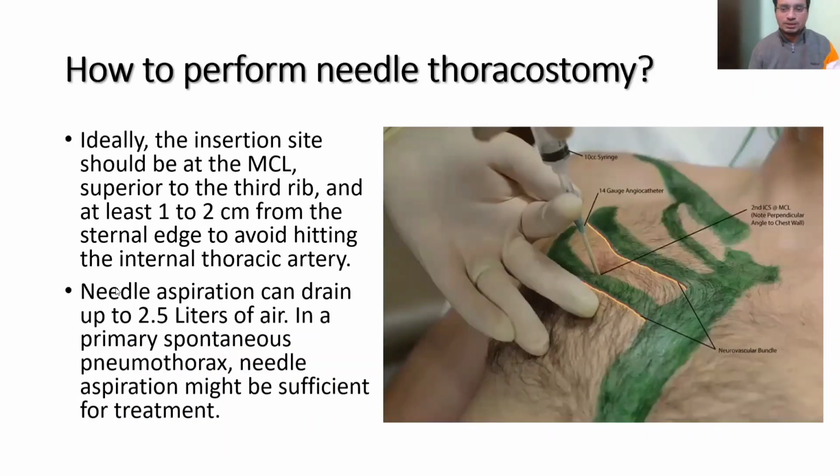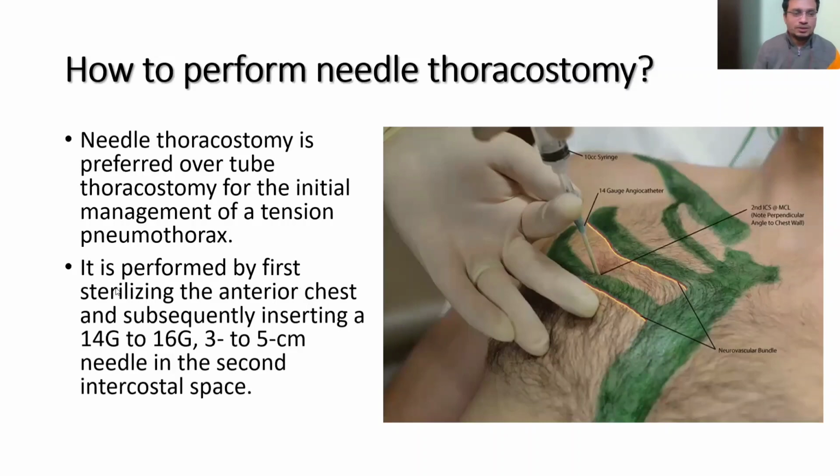So needle thoracostomy is an emergency, potentially life-saving procedure involving the wide bore cannula placement into the second intercostal space in the mid-clavicular line, just above the third rib, avoiding the neurovascular bundle which is running beneath the rib. So you have to avoid it. That's why you have to put a needle just above the third rib in order to decompress a tension pneumothorax as per Advanced Trauma Life Support guidelines. And it is preferred over the tube thoracostomy for the initial management of a tension pneumothorax, certainly.